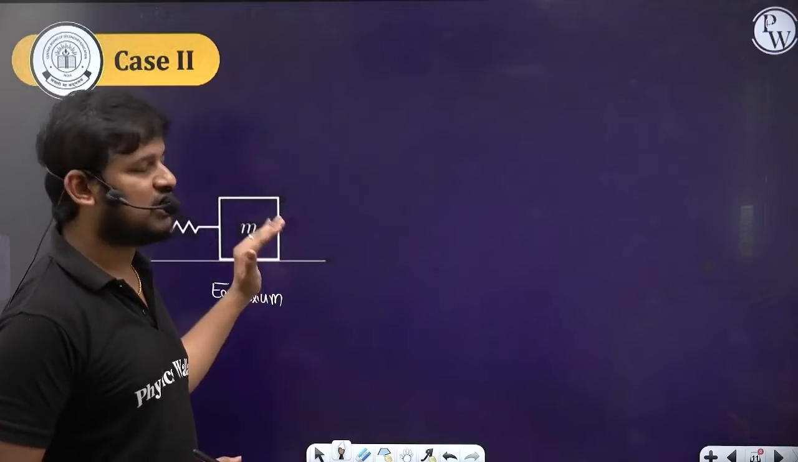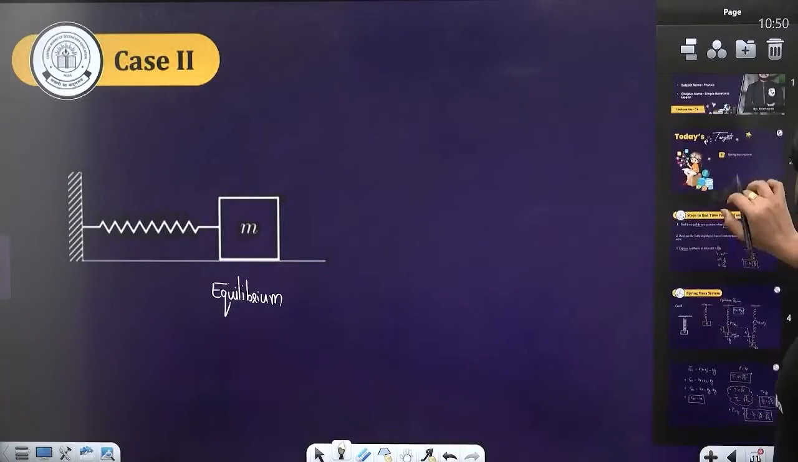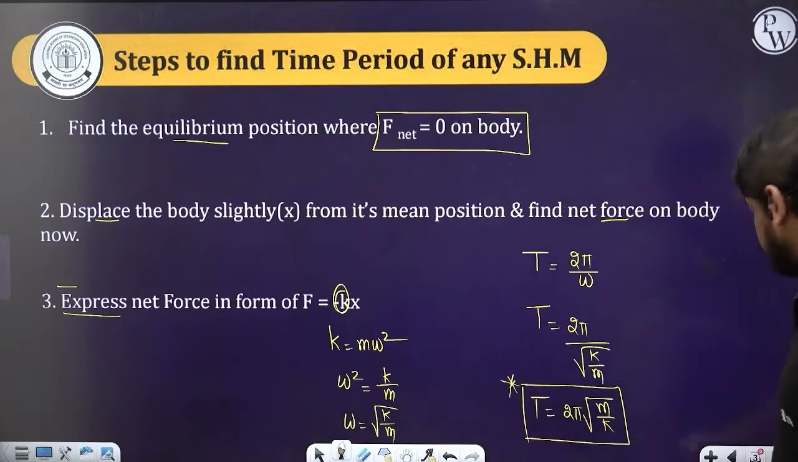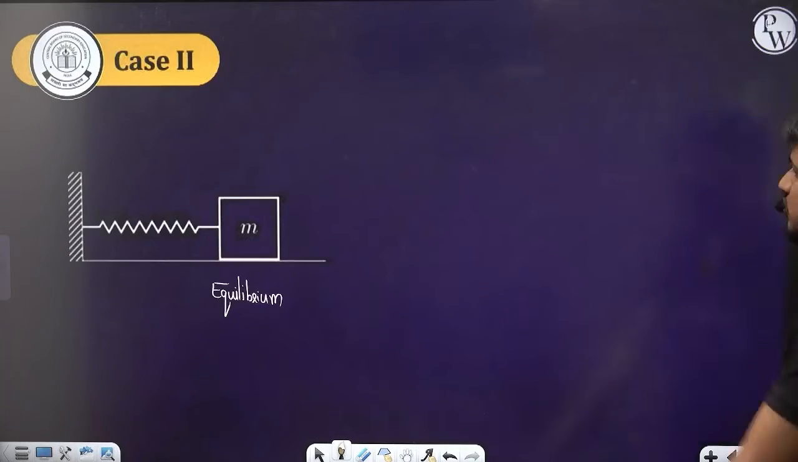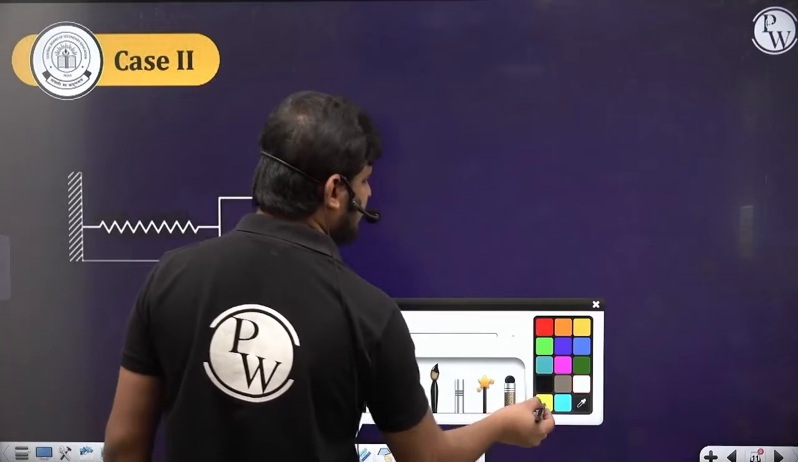So that means it's already in step 1. What is step 1? The first one, see here. Find the equilibrium position where F net is 0. In this case, F net is already 0. Okay. So now you displace it from the mean position.